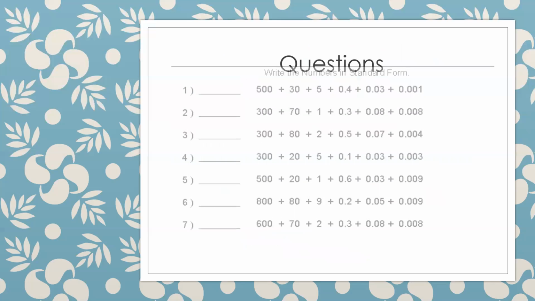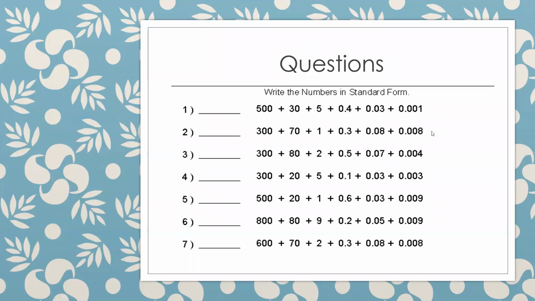Let's move on to some questions. Write the numbers in the standard form. Here are some numbers. Let's do the whole numbers first. 500 plus 30 plus 5 is 535. Let's move on to the fractional part. 0.4 plus 0.03 plus 0.001. So we are just going to combine all the numbers, which will be nothing but 0.431. So the answer will be 535.431.